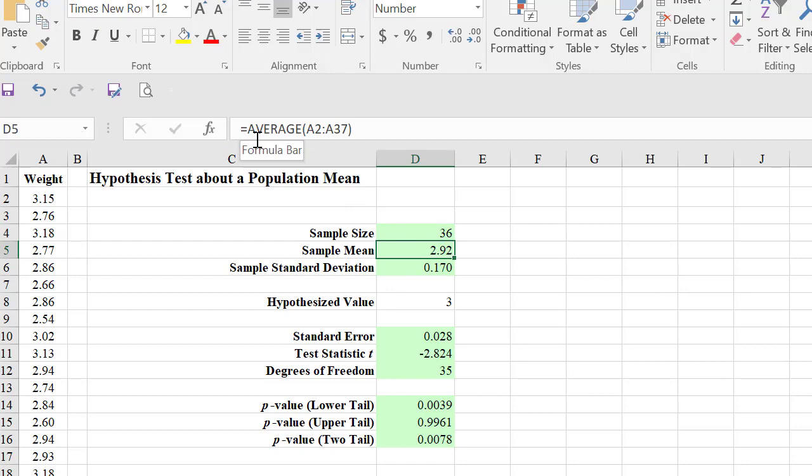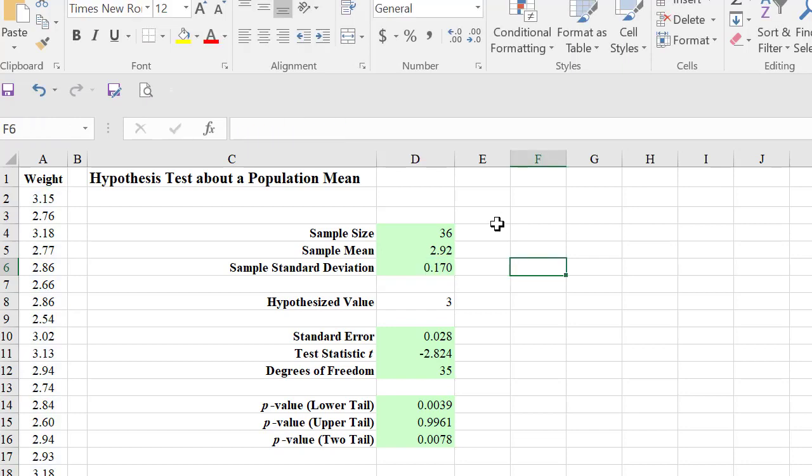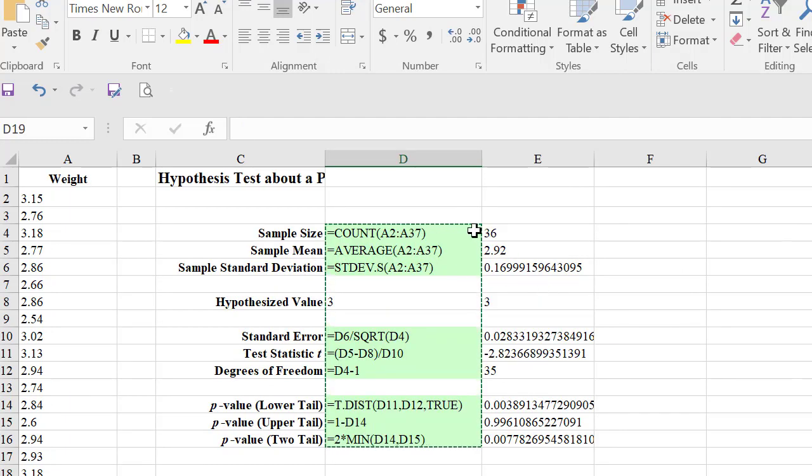We get the mean by taking the average function. We get the standard deviation. Notice we're using that S because we're using a sample. And we hypothesize that it's going to be 3 pounds in each of the cans. Okay. And so I just copied the values off to the side here that Excel returns, and I'm showing you the actual formulas. So then what we want is the standard error, right?